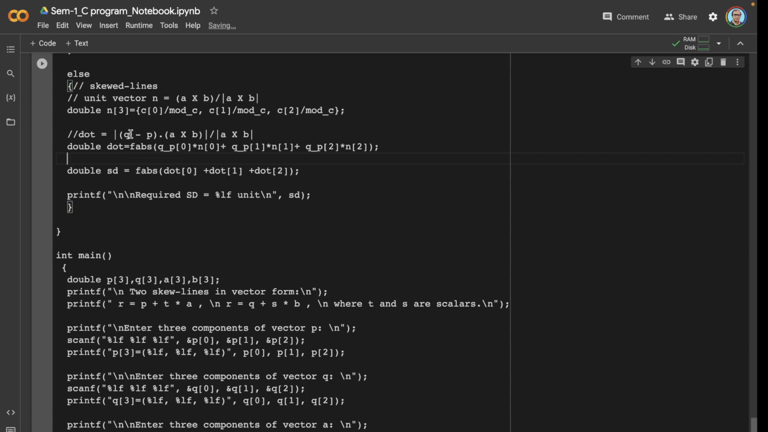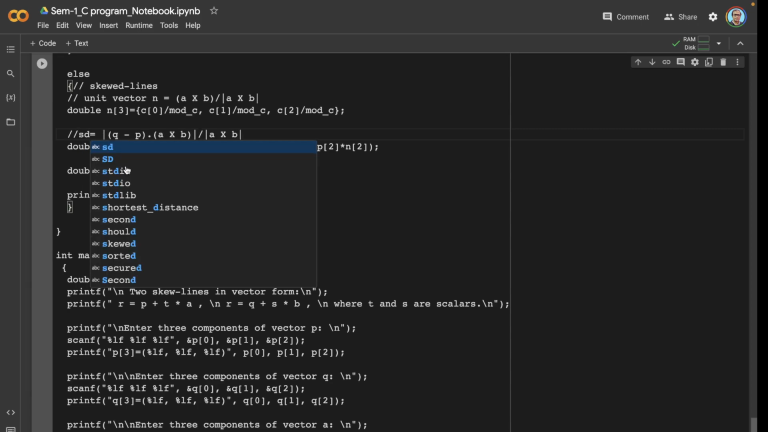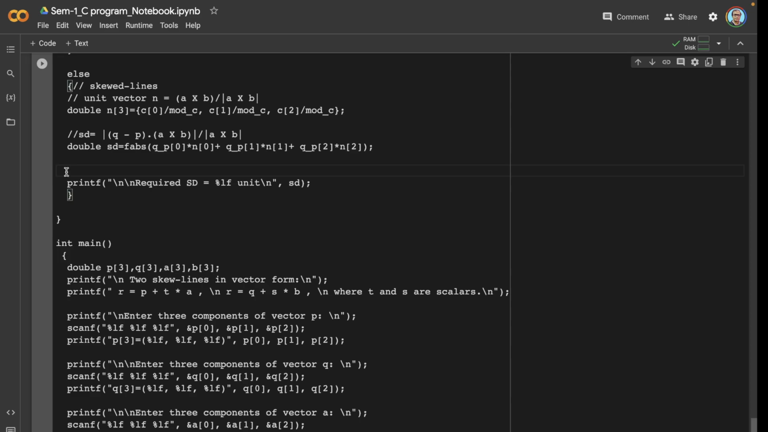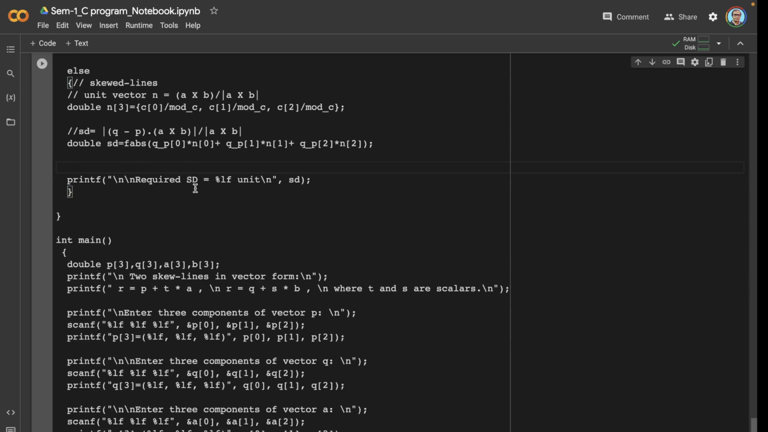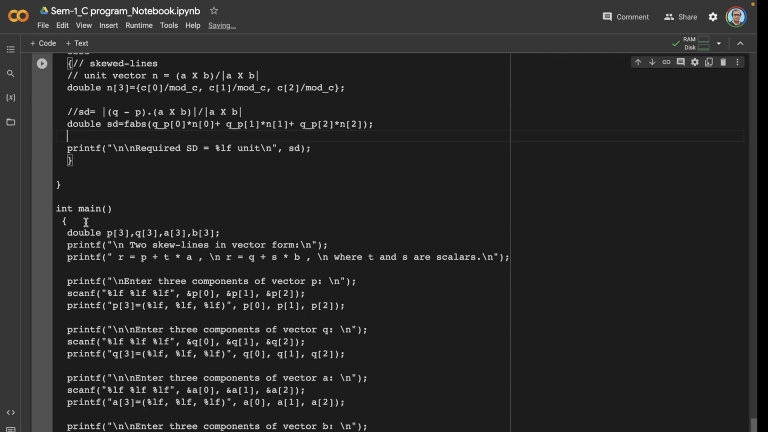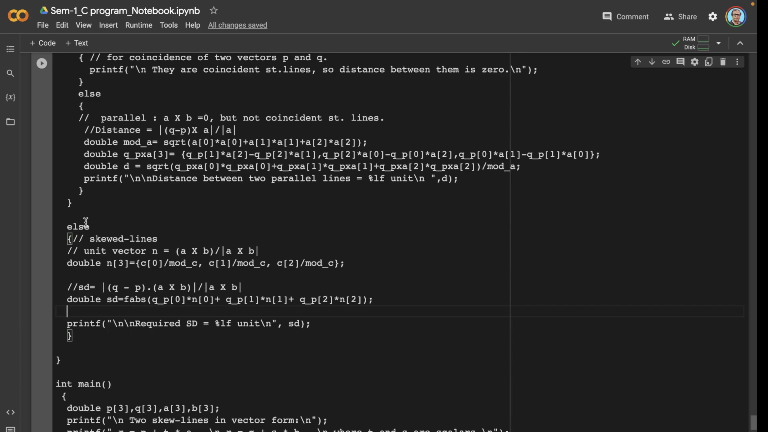So actually this d is d equals to this. So put this is d. So this SD equals to abs of this.